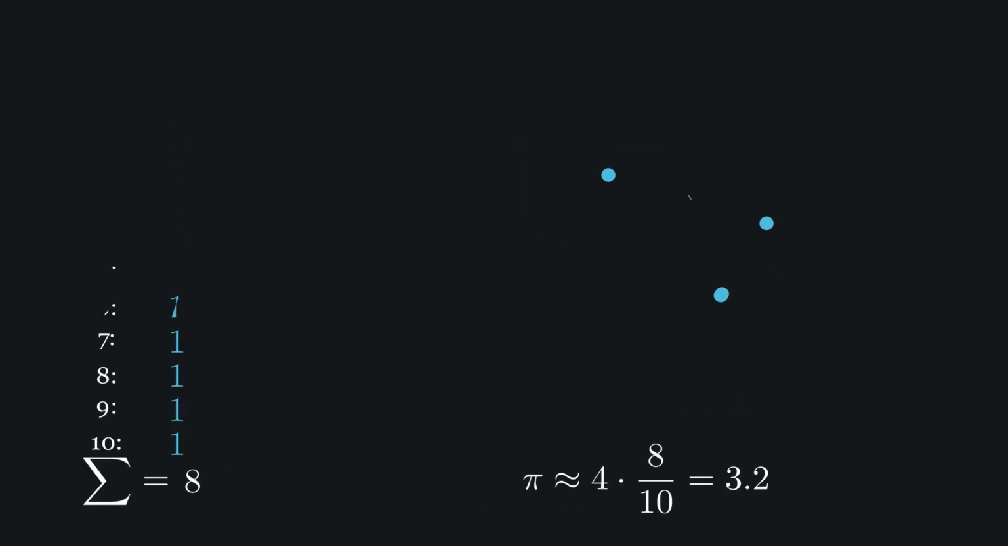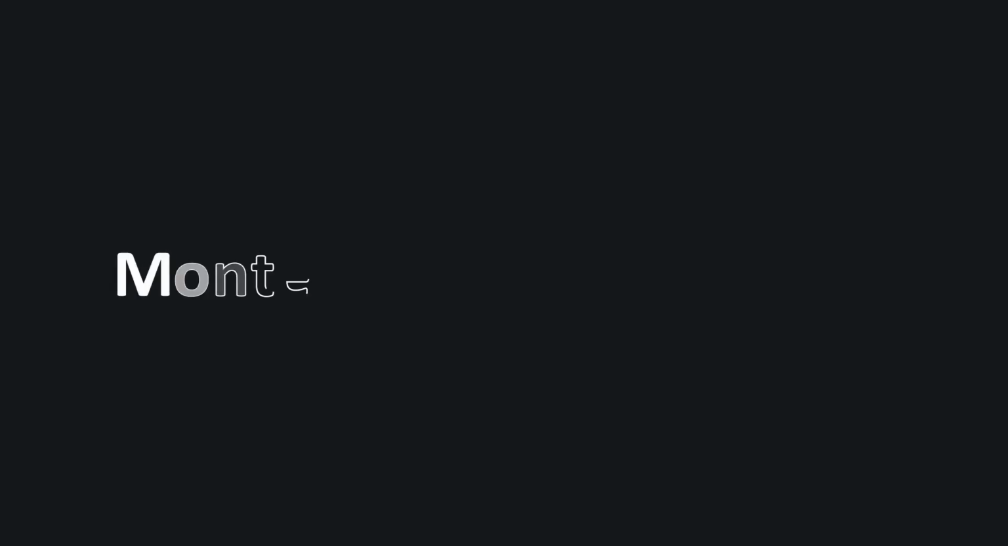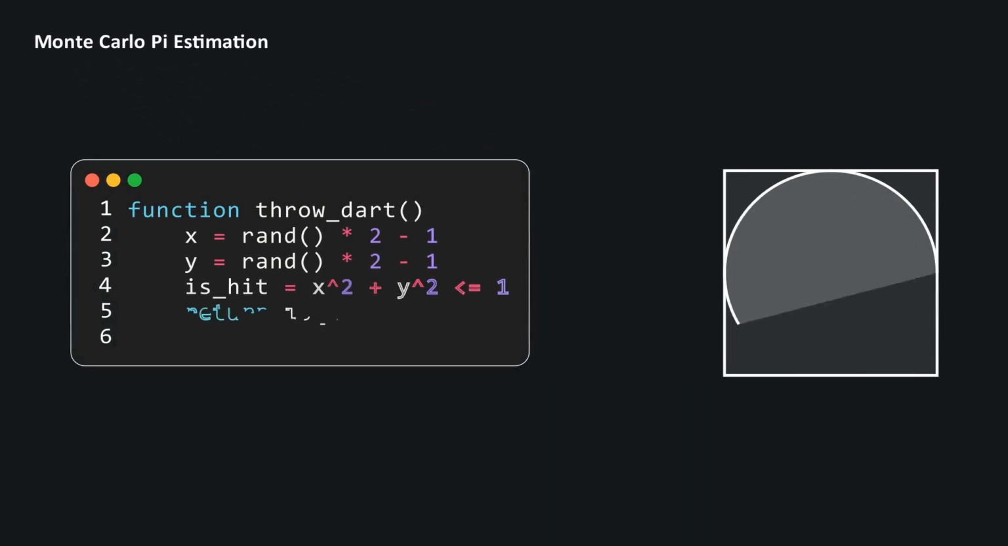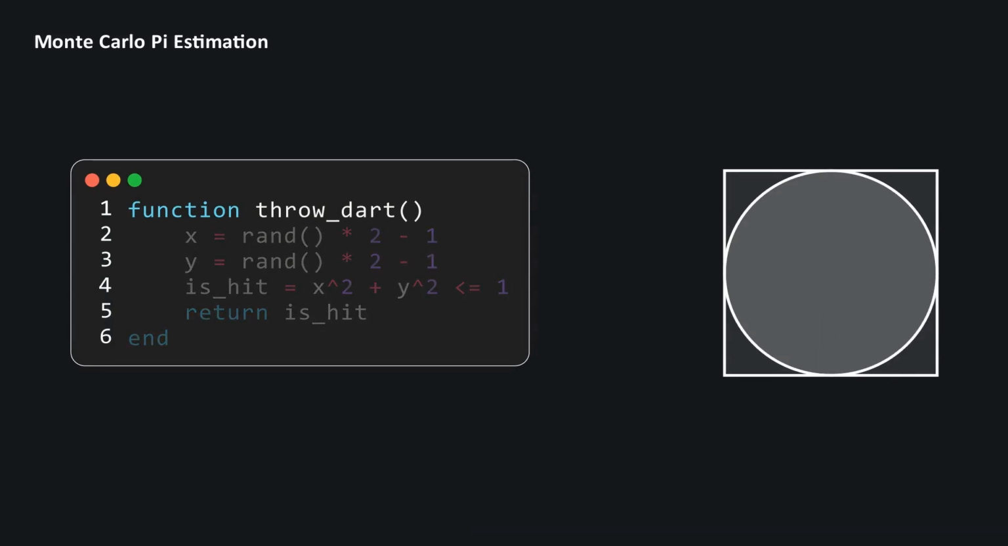So now that we understand the basic building blocks, let's take a look at an example implementation in Julia. In this source code, we're defining one function which throws a virtual dart and returns a boolean to represent the hit or miss of this dart. This boolean can be implicitly converted to the 0 and 1 that we need for our numerical interpretation.